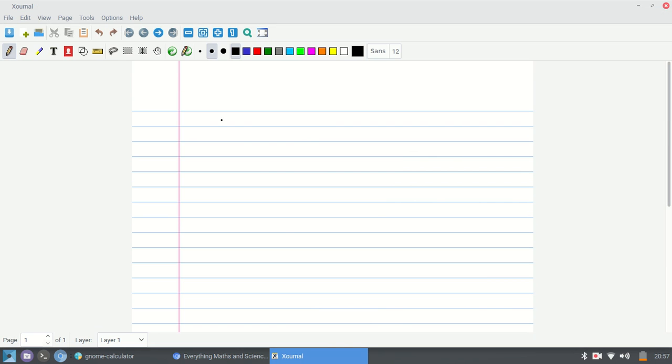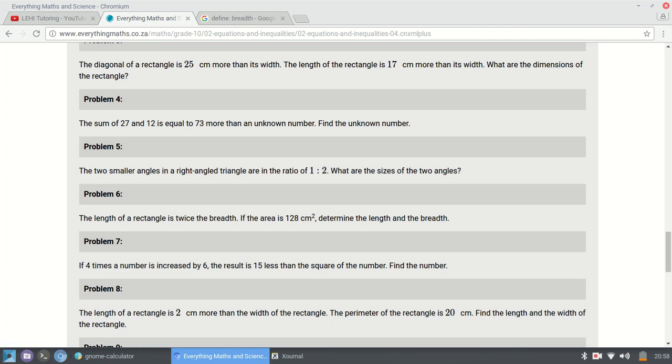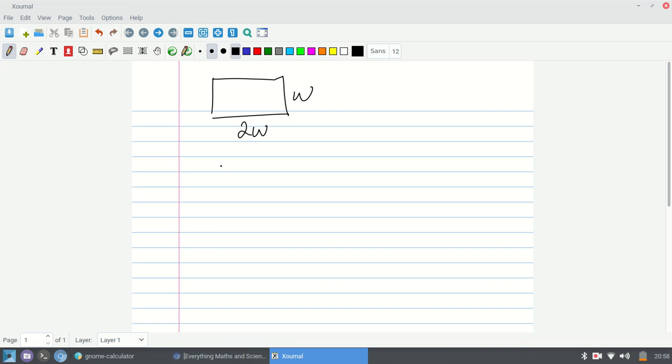Let's set this up. So the length is twice the width or the breadth, right? And it's saying that the area is equal to 128. So the area of a rectangle is length times width. But if length is 2w, then you go 2w times w, that's the length and the width multiplied together, that should be equal to 128, right? So 2w squared equals 128.